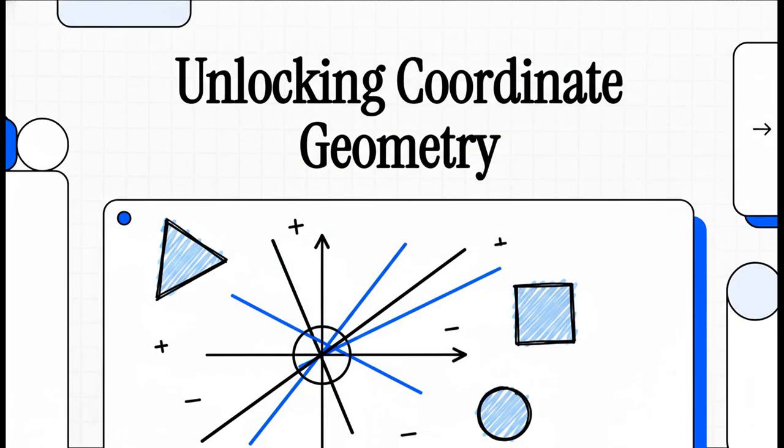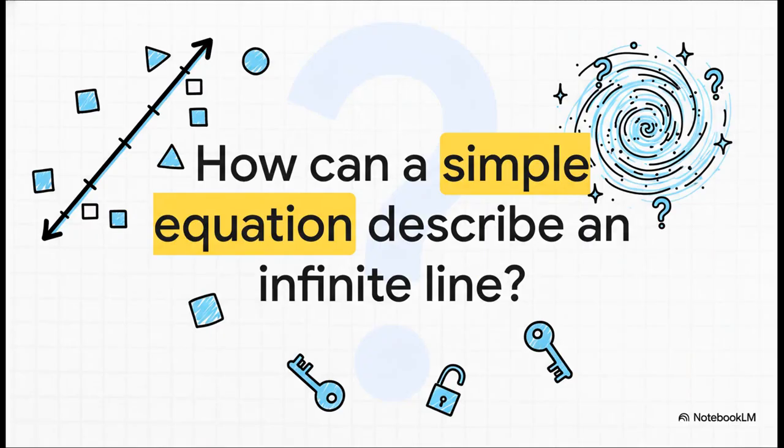All right, today we're going to decode a secret language. Seriously, it's a language that uses simple algebra to map out the lines, the shapes, the very patterns of our world. It's called coordinate geometry, and it all kicks off with one pretty mind-bending question. I mean, think about it. How can one short string of letters and numbers possibly hold the blueprint for a line that goes on forever? Well, it's not magic, it's just a code. And over the next few minutes, we're going to crack that code together.